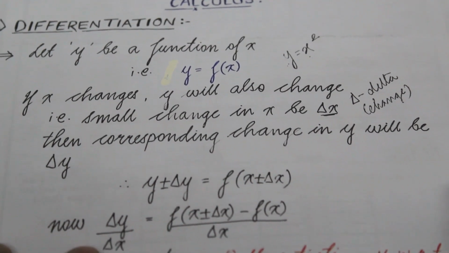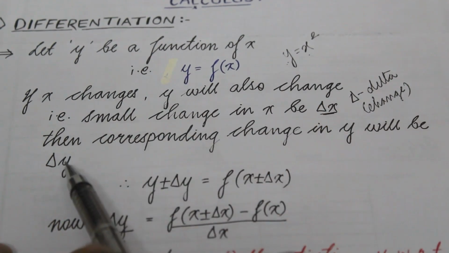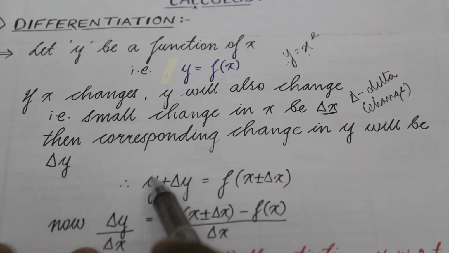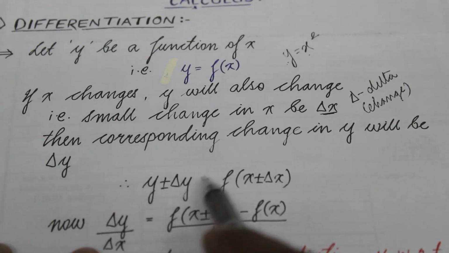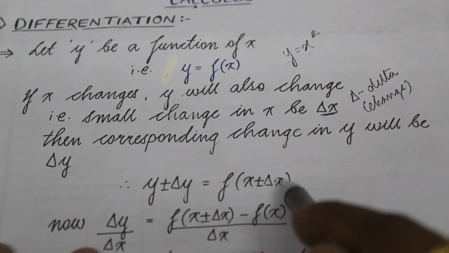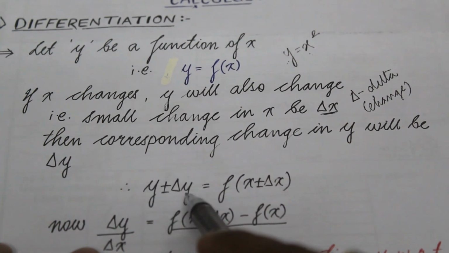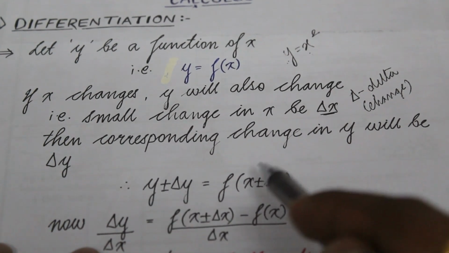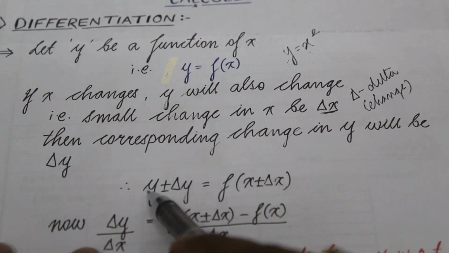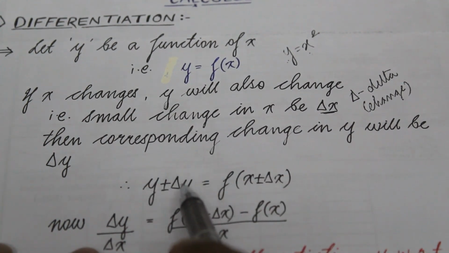If there is a change in x, there will be a corresponding change in y. Let us assume that change to be delta y. So y plus or minus delta y will be equal to f of x plus or minus delta x. If delta x is added, the change in y will also add up. If delta x is subtracted from x, there will be a subtraction of delta y from y. So in this way, y will vary.